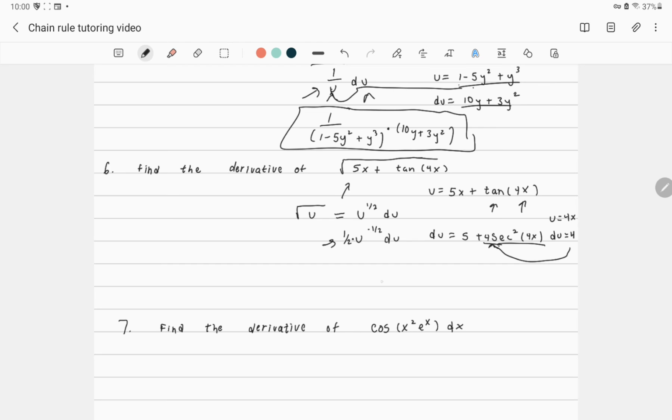And then you just got to plug in u and du. So 1/2 times u, which is 5x plus tangent 4x, to the negative half, times 5 plus 4 secant squared 4x. And that's your final answer there.